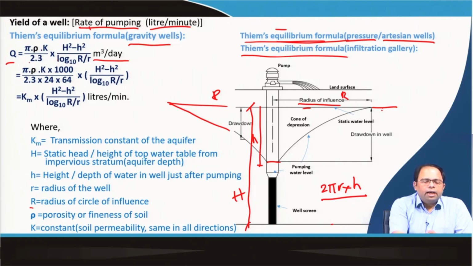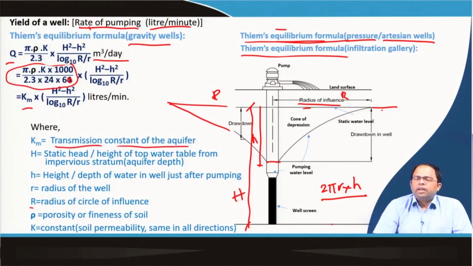Once we do that, this pi into rho into k divided by 2.3, which is in meter cube per day, if I convert into liters per minute, I multiply by 1000 and divide by 24 into 60. Then we can convert all this into k m. So this was in meter cube per day, and this is liters per minute. This entire part is taken inside k m. Okay, so k m is called the transmission constant of the aquifer.